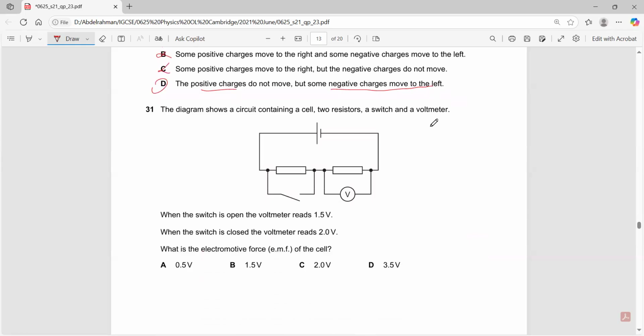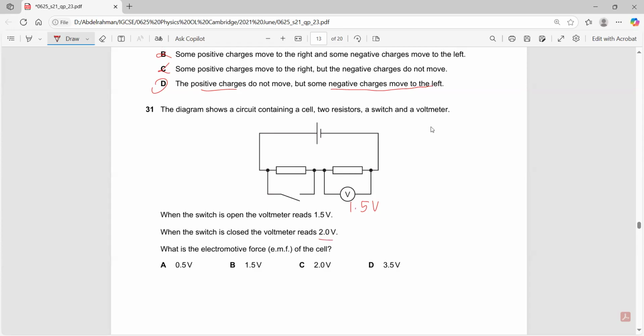The diagram shows a circuit containing a cell, two resistors, a switch and a voltmeter. When the switch is open, the voltmeter reads 1.5 volts. When the switch is closed, the voltmeter reads 2 volts. What is the electromotive force of the cell? It would be 2 volts.